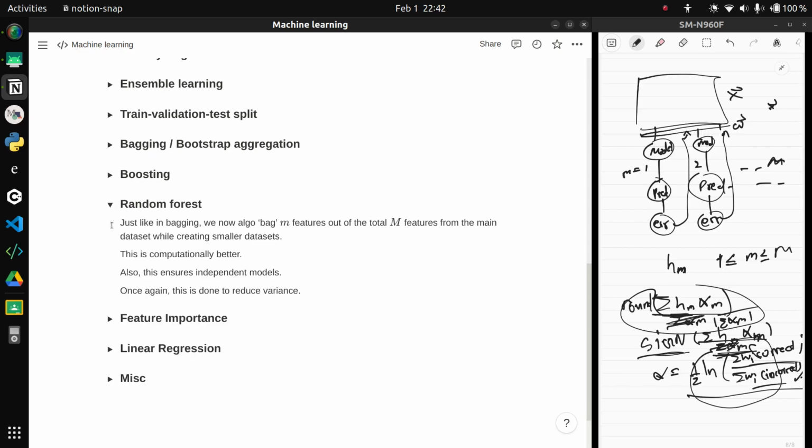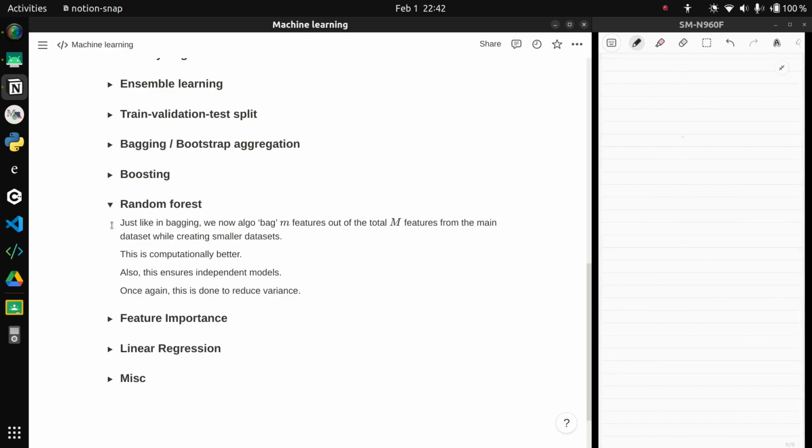Random forest. Just like in bagging, we also bag m features out of the total capital M features from the main dataset while creating smaller datasets. So remember ensemble learning: we were creating these sample datasets, learning models on them, using those to predict, and then those predictions were used to get the actual prediction, right? The way we were creating these datasets was just sampling over the rows. What if we choose some rows and at the same time also choose only some columns?